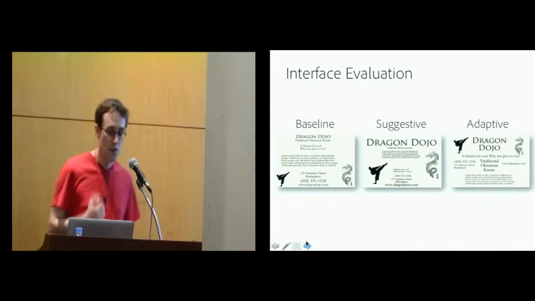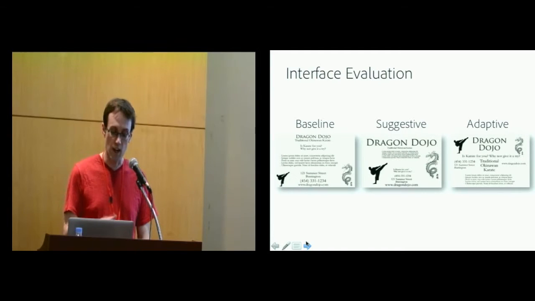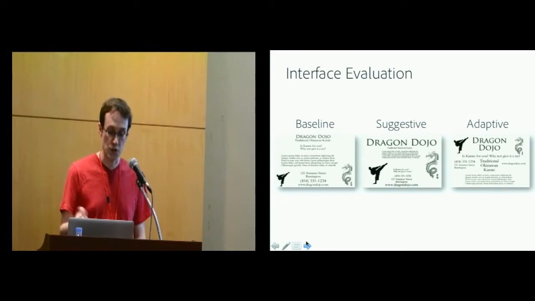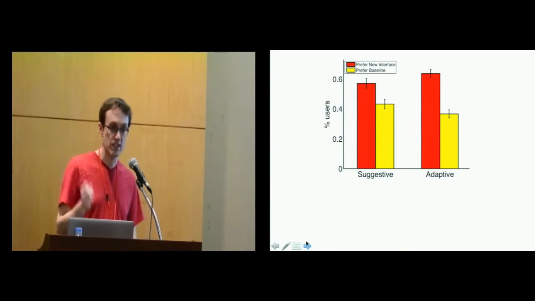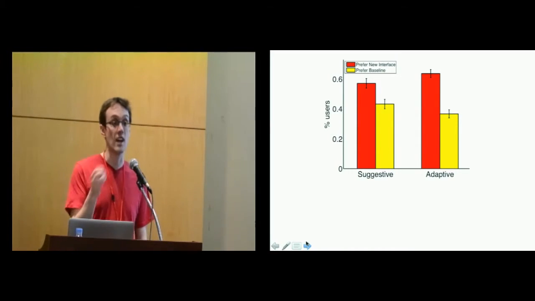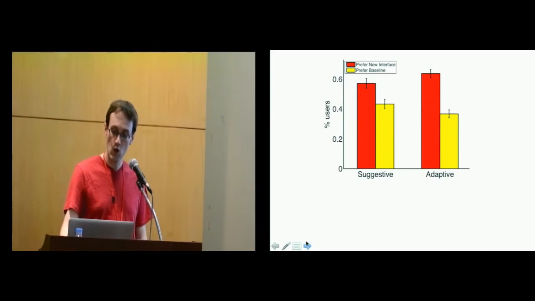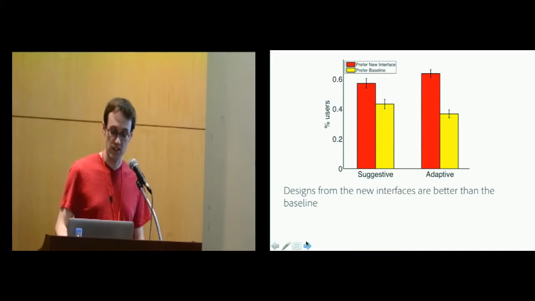Okay, so to evaluate our new interfaces, we compared with a baseline interface with no suggestions. In a first study, novices on Mechanical Turk created several designs with one of the three interfaces. In a second study, other novices evaluated the designs using A/B testing. Here I show the fraction of users who preferred designs from the new interfaces. Overall, the designs from the new interfaces are better than those from the baseline.